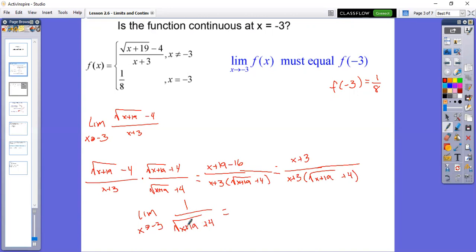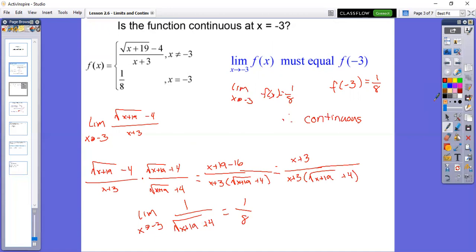The square root of 16 is 4. We're going to assume that we're going with the positive square root. So that's 1 over 4 plus 4, which is 1/8. So the limit as x approaches -3 of f of x equals 1/8. So the limit is equal to the value of the function. Therefore, the function is continuous. So if a problem asks you to prove continuity, that's what it's asking you to do. It's asking you to prove that the limit of the function is equal to the value of the function.